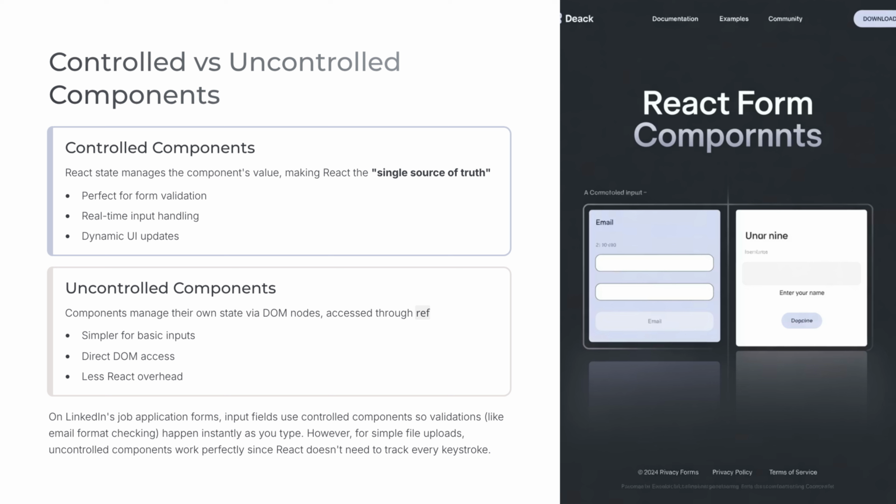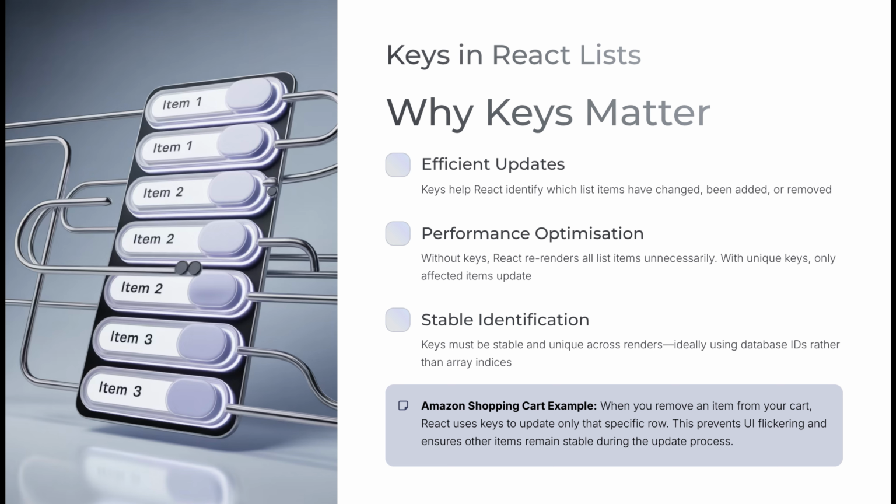Here's a concrete example. On LinkedIn job application forms, controlled components validate email addresses or phone numbers as you type. But for simple file uploads, uncontrolled components work better because React doesn't need to track every keystroke. When answering, stress that controlled components are preferred in complex UIs where validation and synchronization are key, while uncontrolled components are fine for basic inputs.